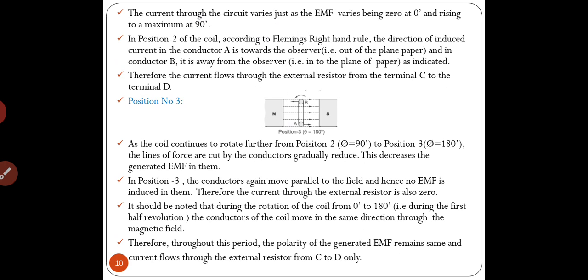It should be noted that during the rotation of the coil from 0 degrees to 180 degrees, that is during the first half revolution, the conductors of the coil move in the same direction through the magnetic field. At position 1 and at position 3 there is no induced EMF because the conductor is moving parallel to the magnetic field. Throughout this period, the polarity of the EMF generated remains the same and current flows through the external resistor from C to D only.